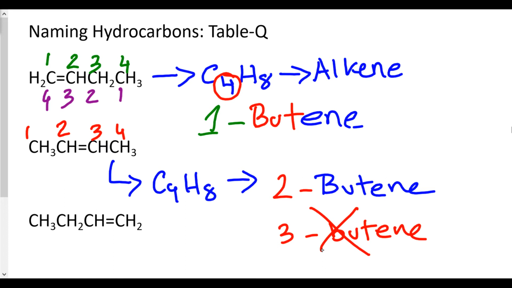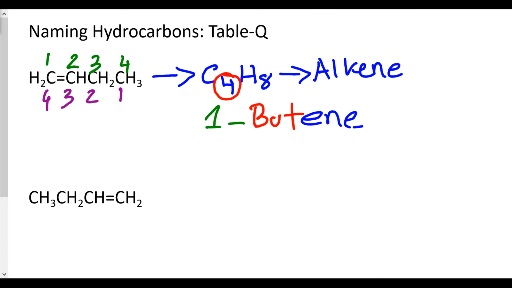and therefore the name should be 2-butene. Let's take a look at the same exact compound, and let's count from right to left to see if there is any difference in terms of the name. In this case, if I'm counting from right to left, the name still remains 2-butene because the double bond is still in between the second and the third carbon. So it should be 2-butene.